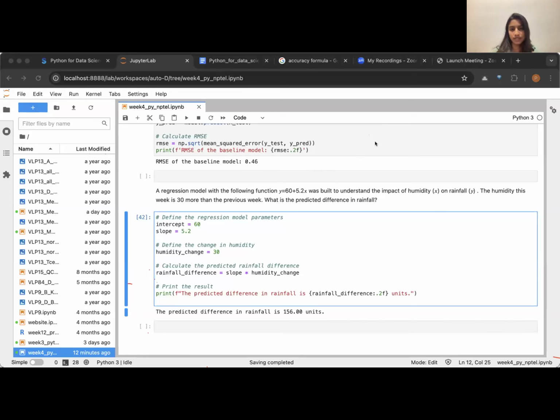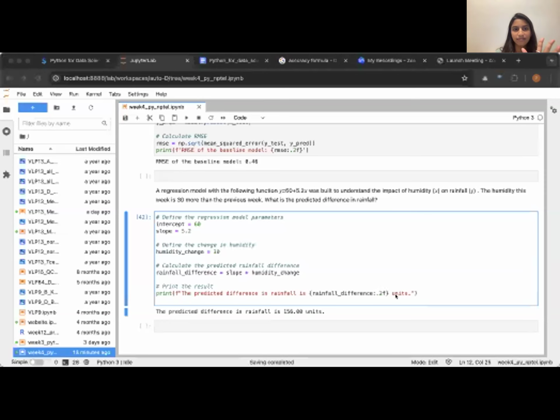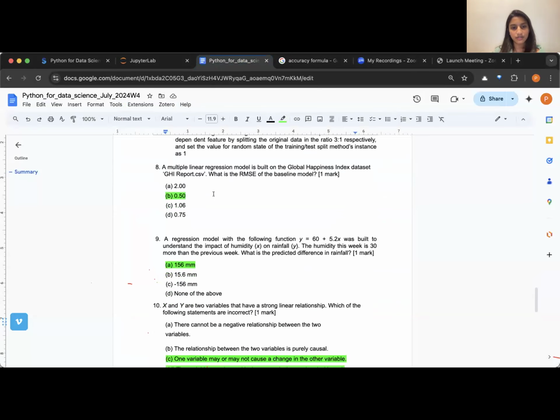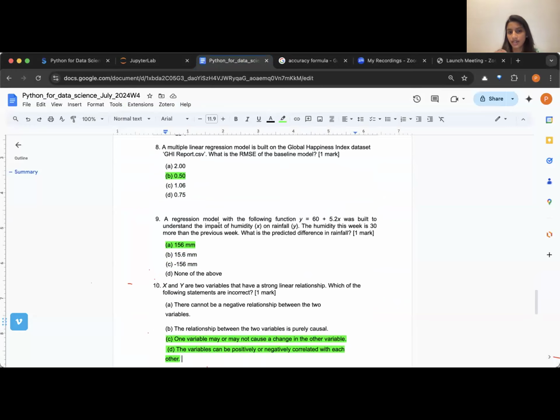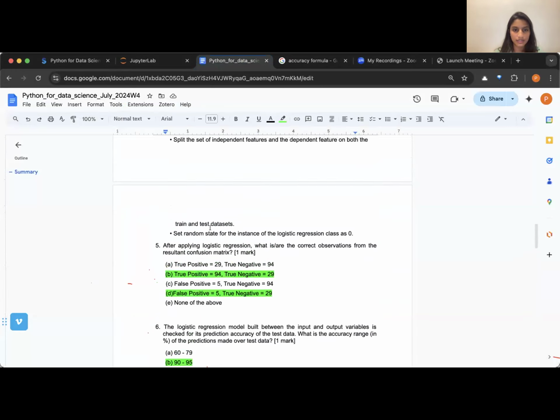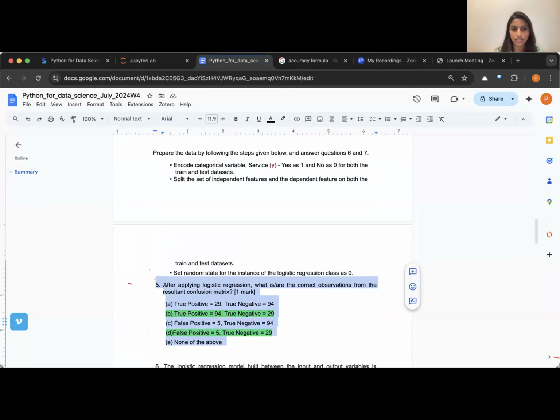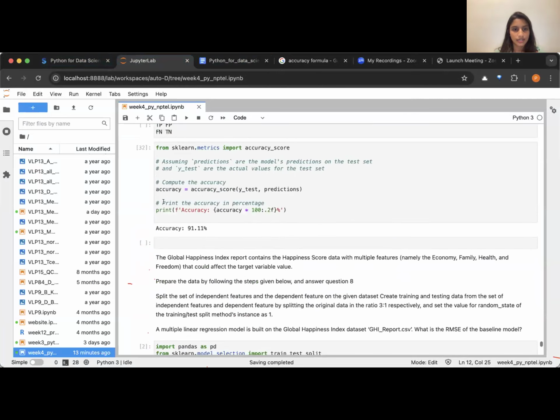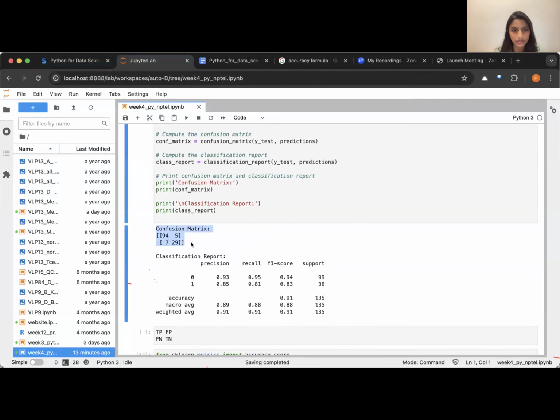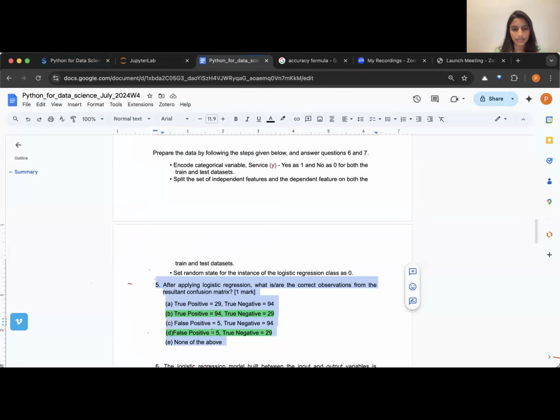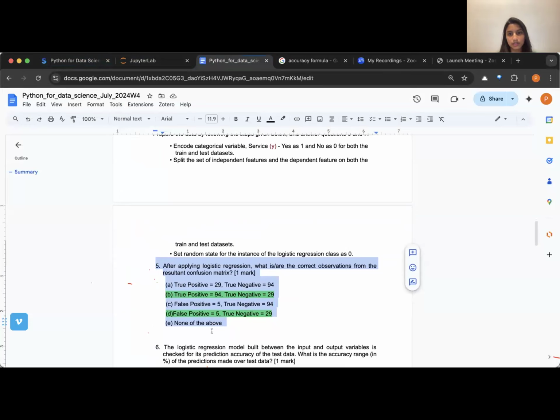I'll confirm this, but in most cases, in exams, you will not be able to run any program. So mostly you'll just have theoretical questions. For example, if a question is asked about this confusion matrix, they'll probably give you a screenshot of it, and from this you have to figure out what the answer is. That's how mostly your exams will be.